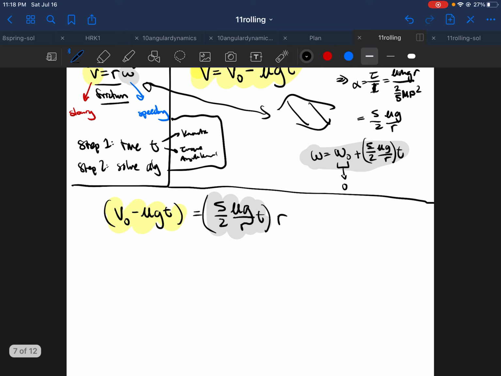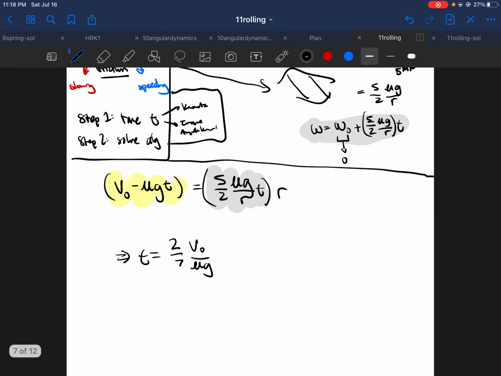Once we solve it out, we should get that t equals 2/7 v naught over mu g, if I did my algebra correctly. And this should be our final answer.